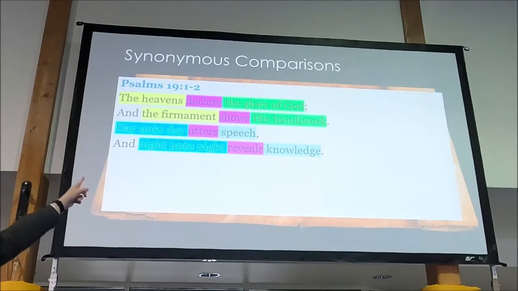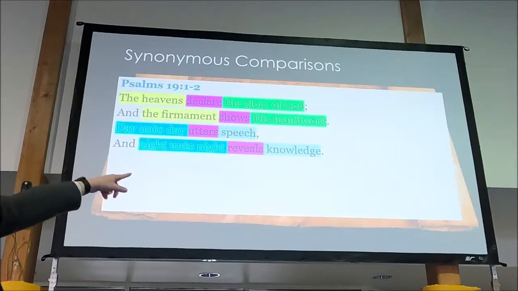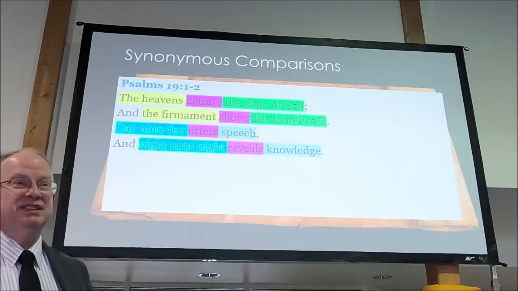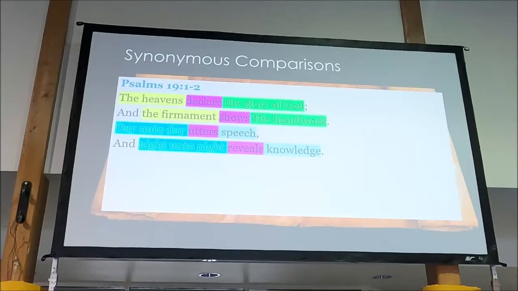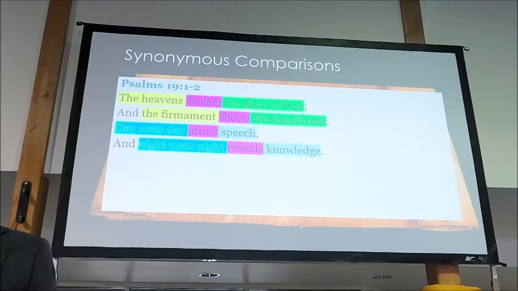Utters, reveals. Notice the first two were showing something. The verbs are to show something more on the visual scale. The second two are doing it, showing it by verbal ways. Okay, his speech and his knowledge. Okay, that's what Hebrew poetry is about. Is finding these little patterns to show the layout. They're in a sense rhyming ideas. Okay.